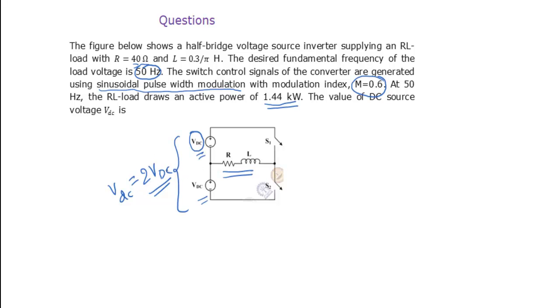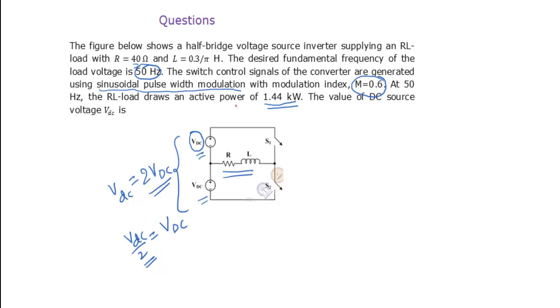That 2 VDC we are taking as VDC only. Or directly we can take it, in our case, as VDC by 2, and VDC by 2 is nothing but capital VDC. If you want to calculate VDC, we need to calculate VDC by 2 from our original equation. We'll do that. How to analyze this problem, we will see step by step.